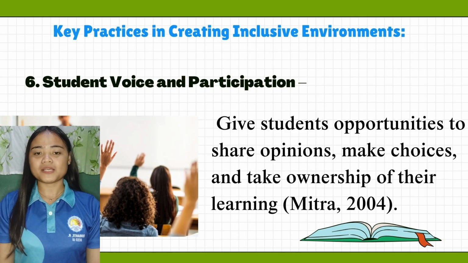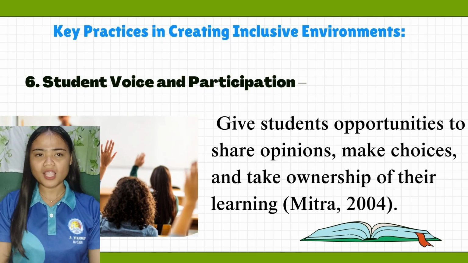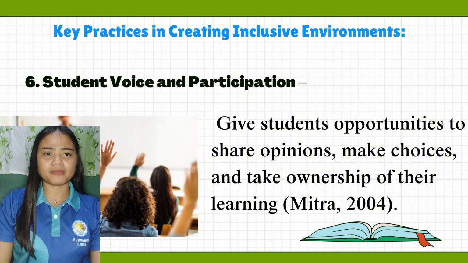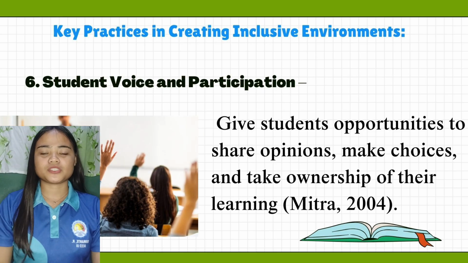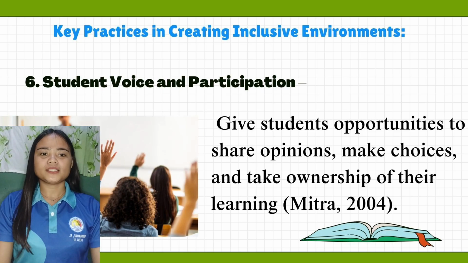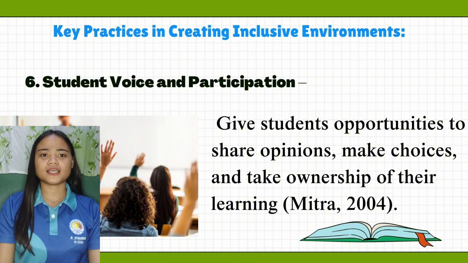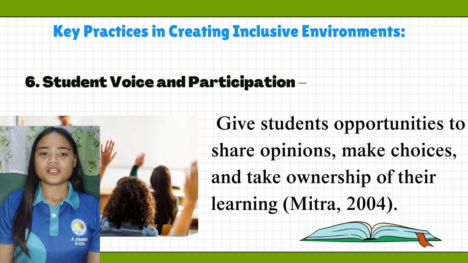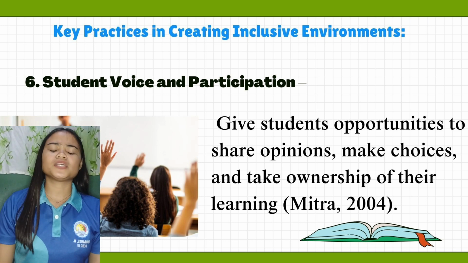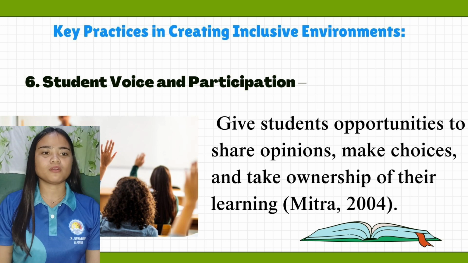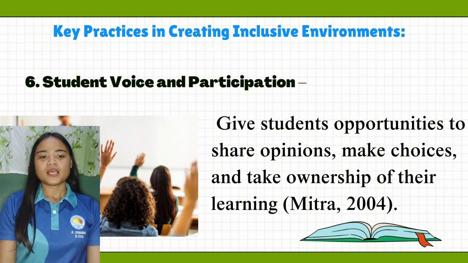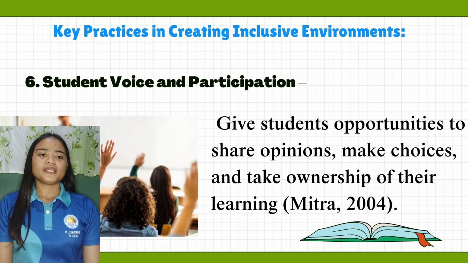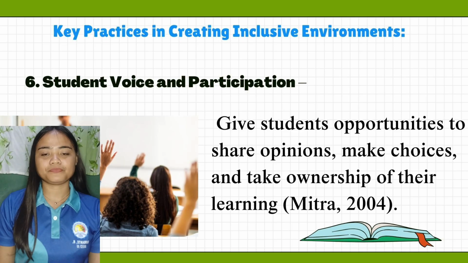So the possible activities that we implement to these key practices in creating inclusive environments: first is share opinions. So we are going to ask what they think about the picture. Second, make choices. So let them pick activities or projects. The third one is take ownership. So encourage them to set goals and be responsible for their learning. For example, let students choose a topic for a project and explain why it is interesting for them.